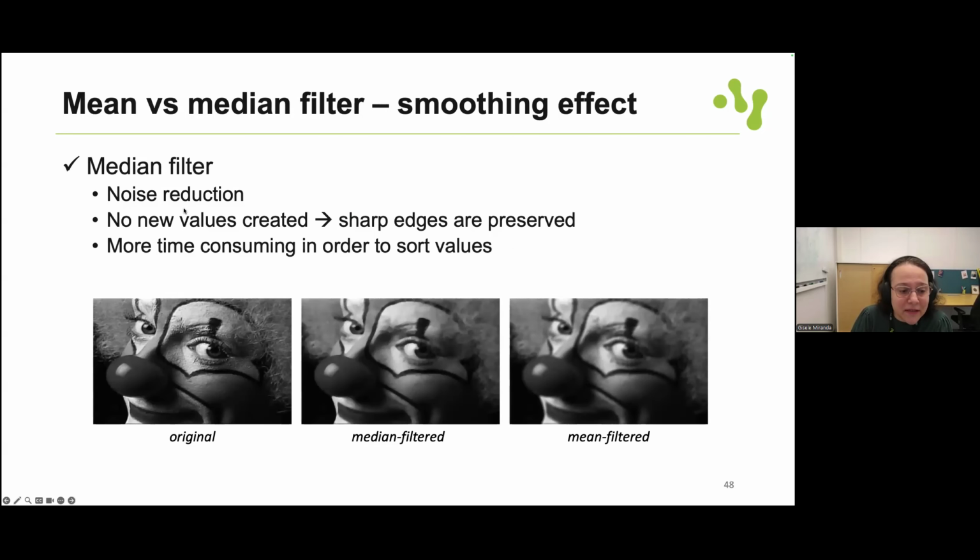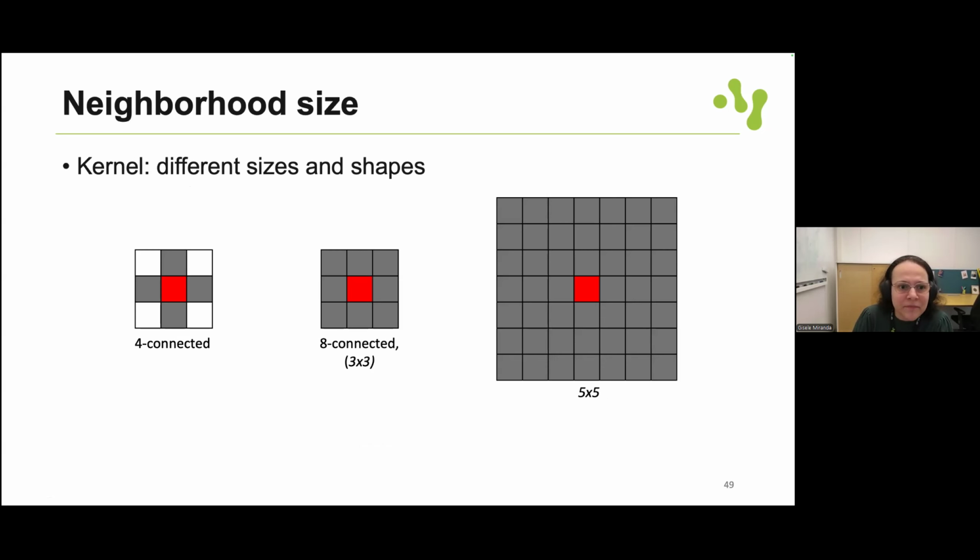The median filter can reduce noise and no new values are created, but the drawback is that it's more time consuming, because you need to sort values for each neighborhood. So the choice of filter depends on what you need, for instance, what the artifact in the image is.